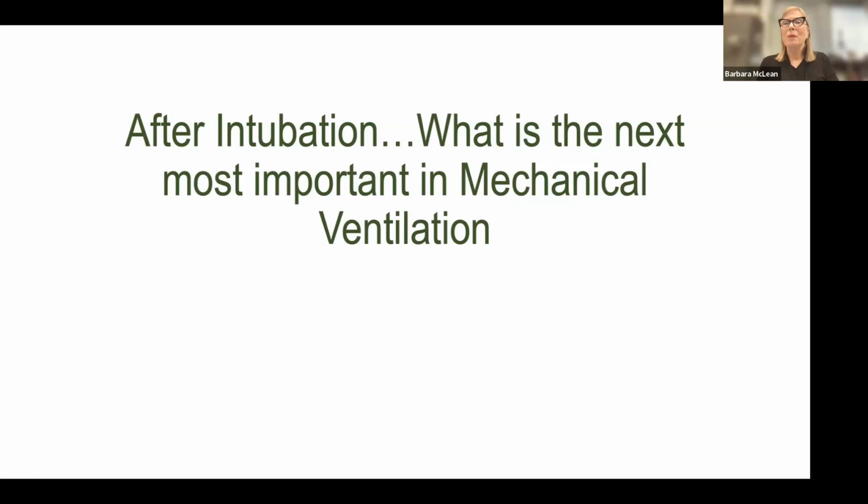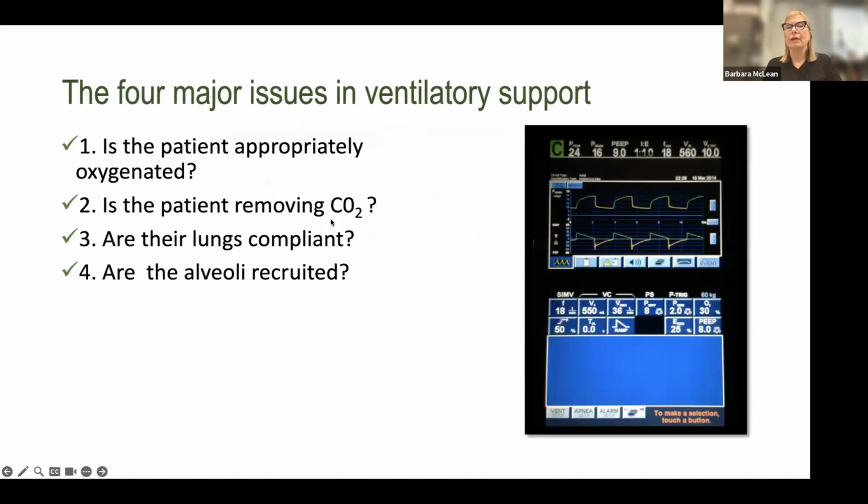Good afternoon and welcome to today's Tuesday topic: after intubation, what's the next most important step in mechanical ventilation? Now, this is a basic overview of what we need to be considering when we're talking about our patients. And I always like to start off reminding you about your major issues when you are ventilating your patient, whether or not they're intubated, if you're using high flow, CPAP or BiPAP, non-invasive, or intubation.